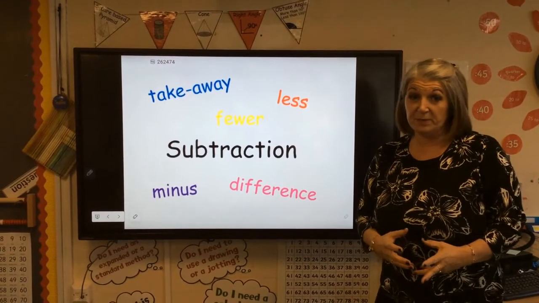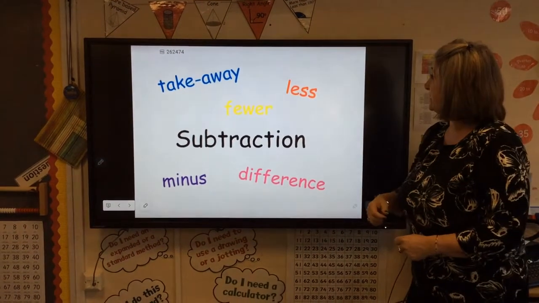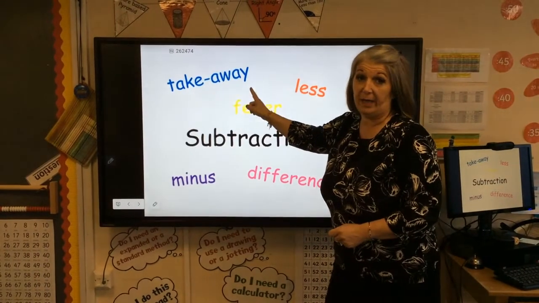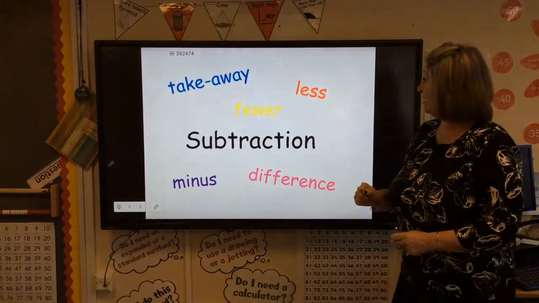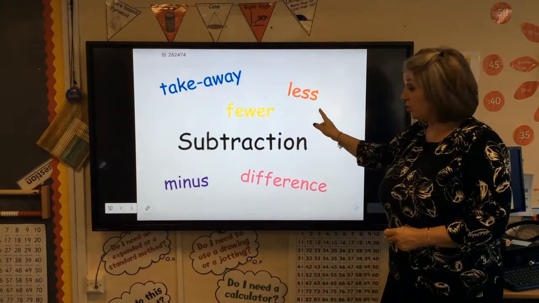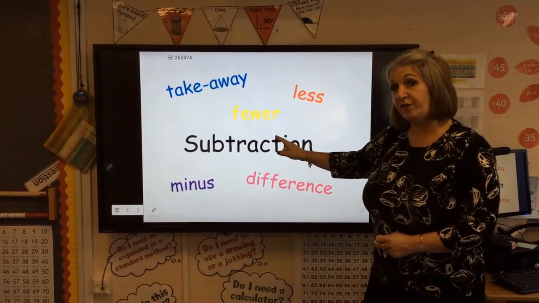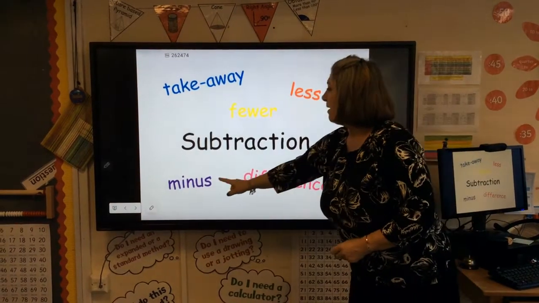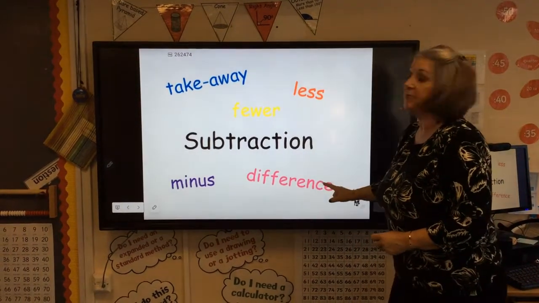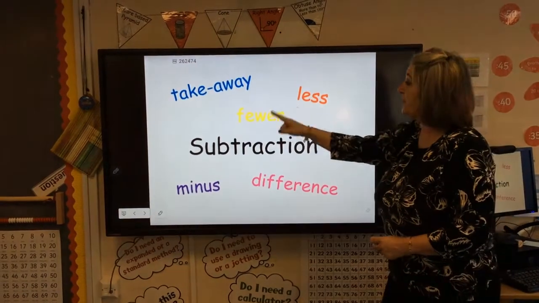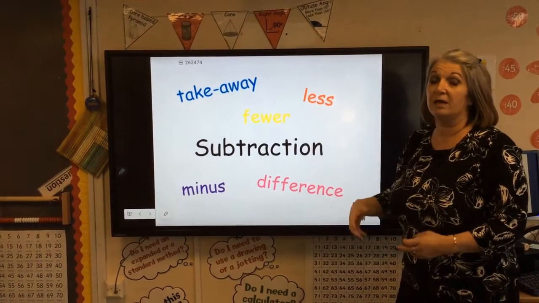So, did you get some words for subtraction? Let's see. You may have got takeaway. That's a word that we use quite a lot in school. Less or less than. Fewer. I have fewer than you. Minus. And find the difference. All these words mean the same thing.